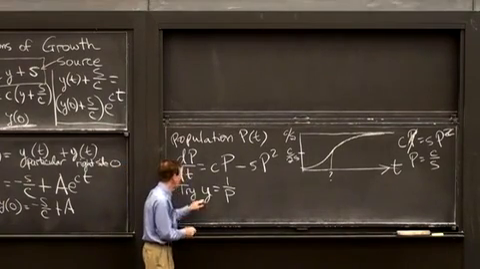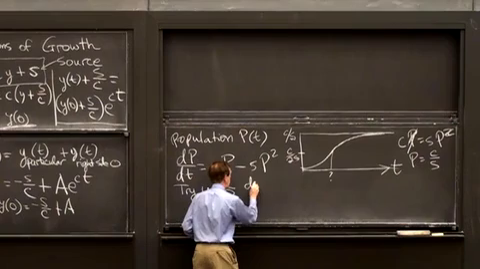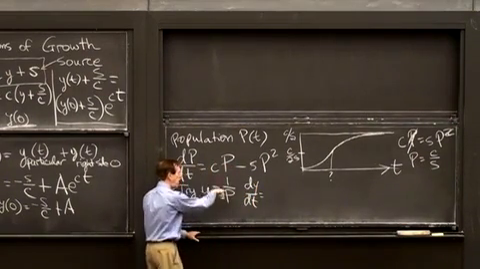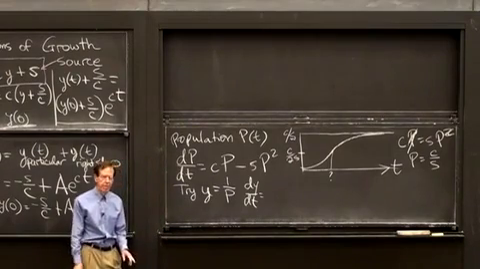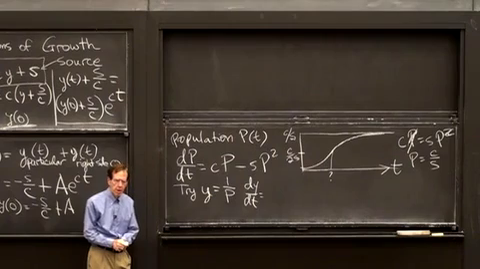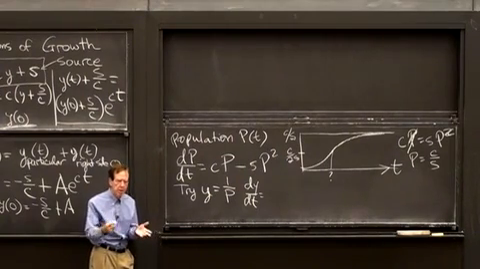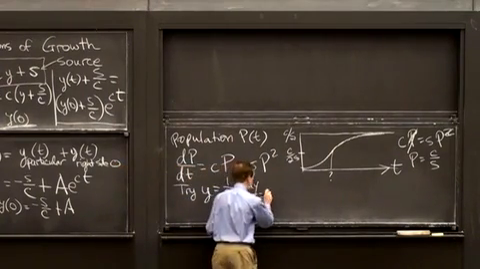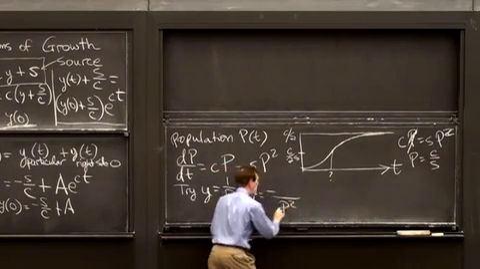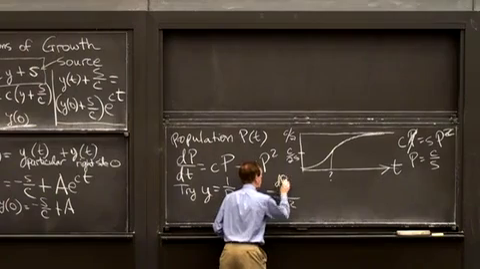Okay, so I want to know what's dy dt. Okay, I know how to take the derivative. We get to use calculus. This is p to the minus 1. So the derivative of p to the minus 1 is minus 1 p to the minus 2 times dp dt, right?